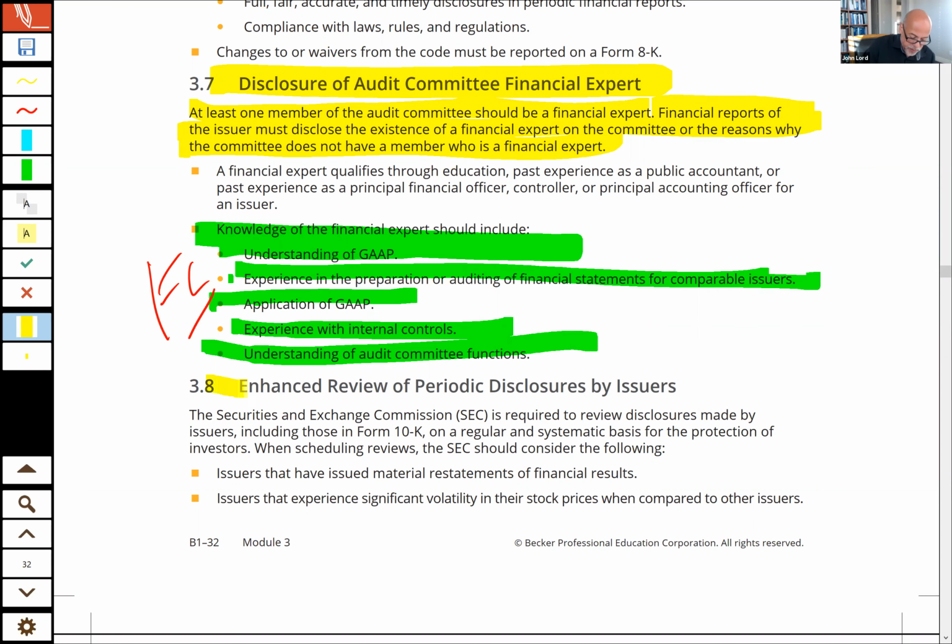Let's come in, and then what? Enhanced review of periodic disclosures. We have the SEC, and they have to file the 10-K, and the SEC may review. Well, they will review disclosures made by issuers on a regular, systematic basis. So that's part of what the SEC does.